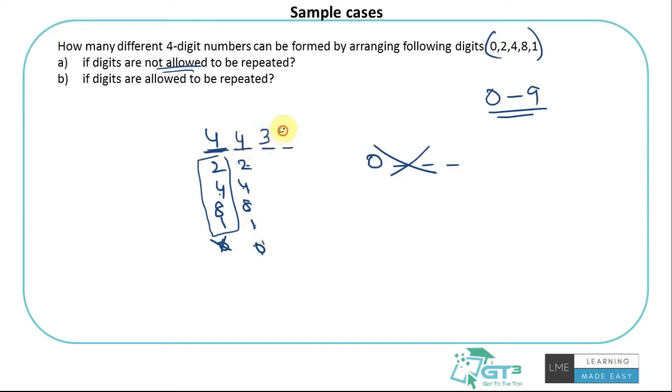3 options, 2 options. So this is 4 into 4 into 3 into 2. That is 96, the answer. So I can make 96 different 4-digit numbers by using these digits, if digits are not allowed to be repeated, right?